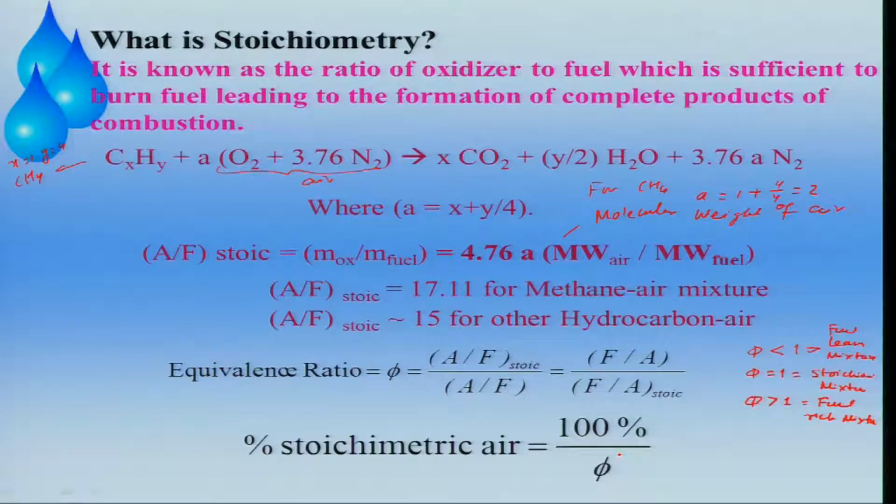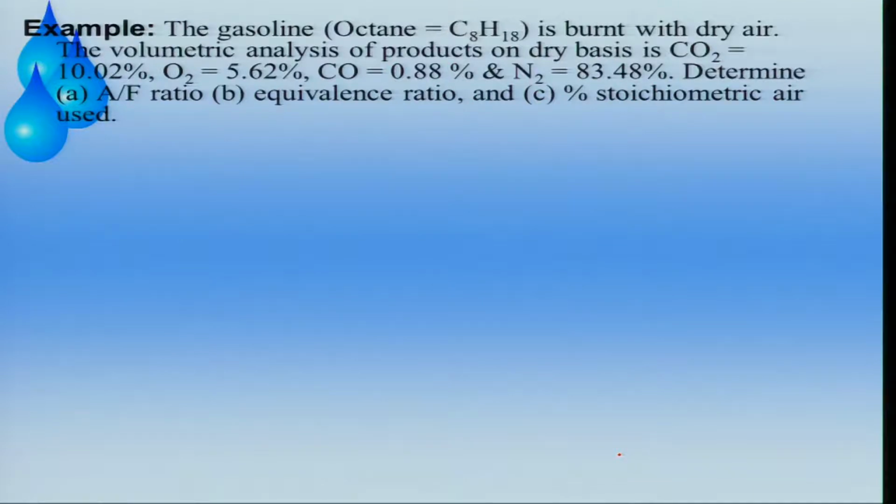So, now we will take an example: gasoline, which is modeled as octane, C8H18, is burned with dry air. Keep in mind that gasoline is what we use as petrol in our petrol engines. The volumetric analysis of the products on a dry basis gives CO2 10.02%, oxygen 5.6%, carbon monoxide 0.88%, and nitrogen 83.48%. But how will we get this?